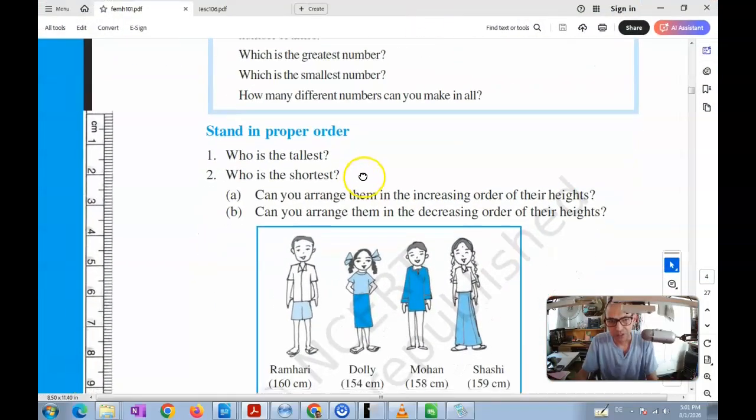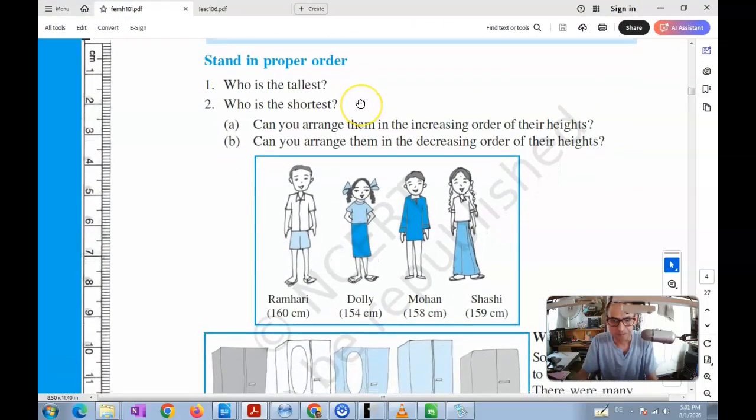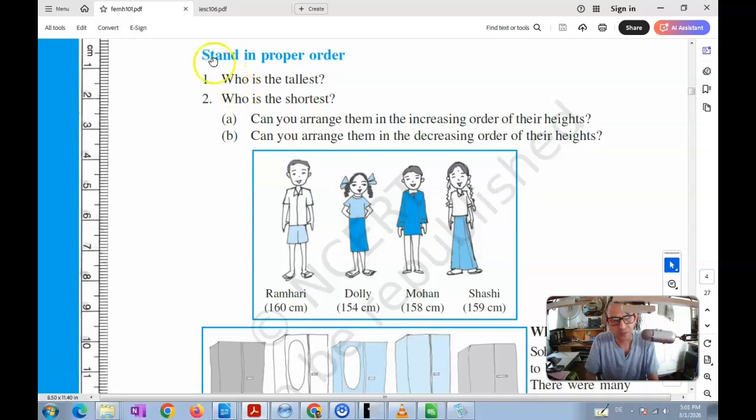So that's basically the exercises. In the next video, we will talk about this part that says stand in proper order. Thank you.